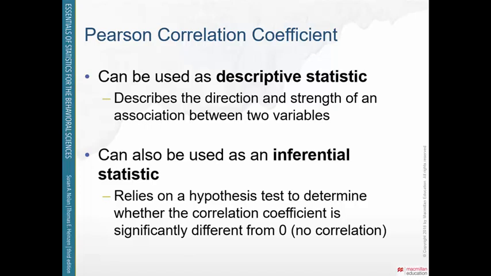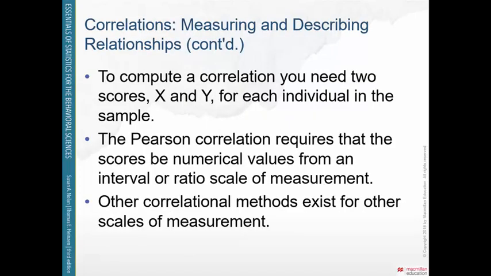Okay, so to compute a correlation, you need two scores for every individual, a score on variable x and a score on variable y. Remember, those scores have to be on a numeric scale. And if you have other scales of measurement, there are other correlational methods that you can use. There are a number of different types of correlation. We're only talking about one. We're talking about that Pearson product moment correlation in this class.